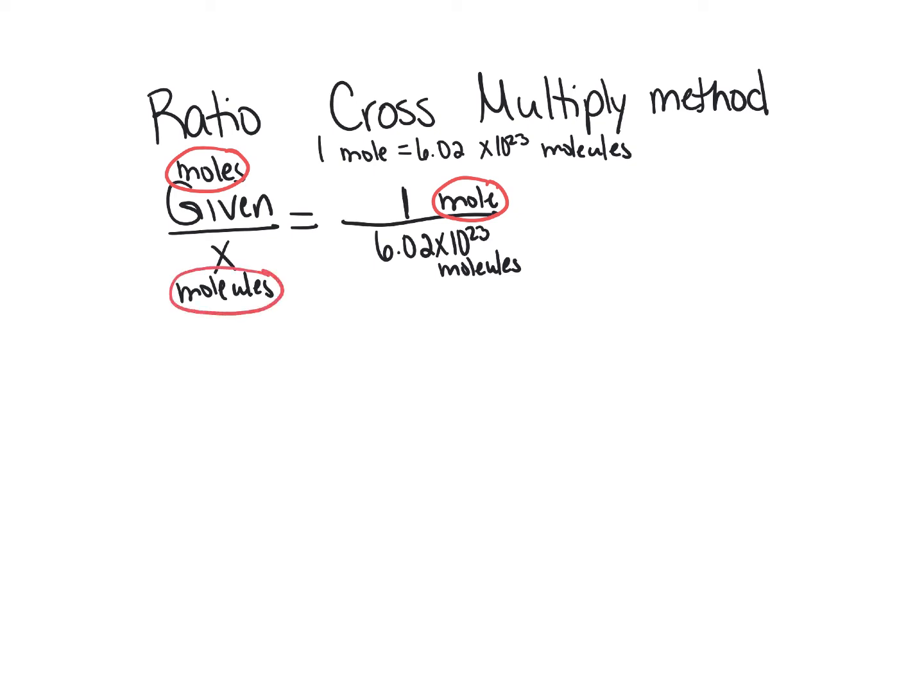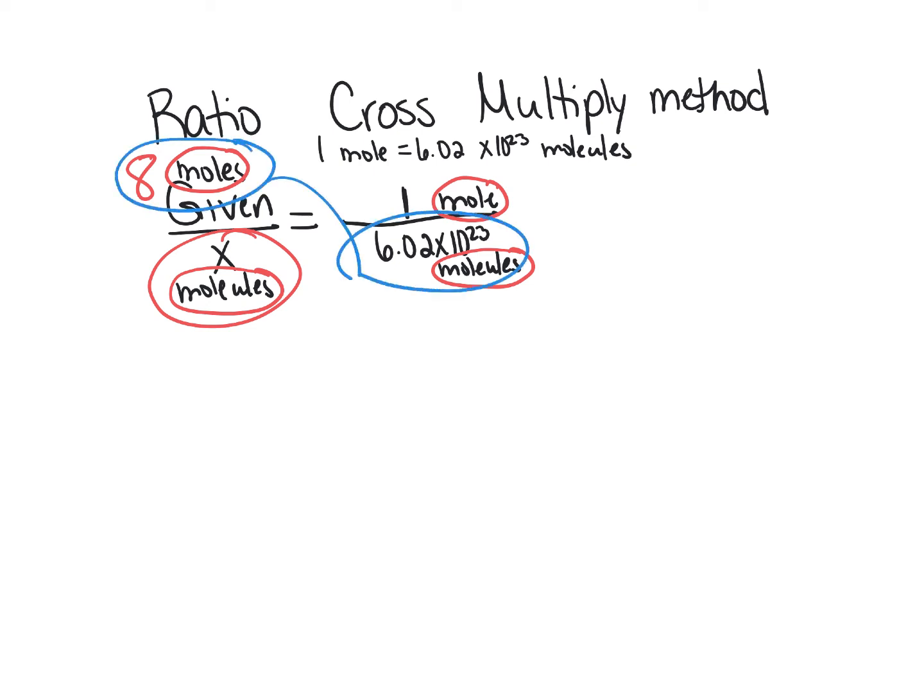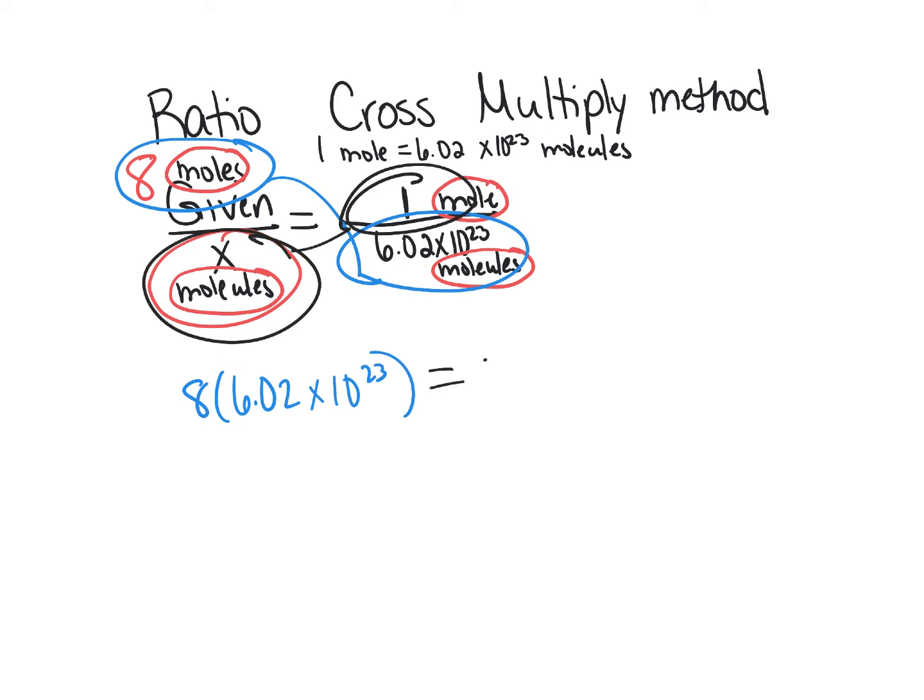So if I want to solve for molecules, that's my X on the bottom, that means that on the right of my equal sign, I'm going to have molecules on the bottom. So if I have 8 moles that I'm given, and it wants me to find out how many molecules that would be, now because this is a fraction set equal to a fraction, I'm going to cross multiply to solve. So I'm going to do 8 times 6.02 times 10 to the 23rd, and then that is equal to X times 1, and X times 1 is just X.